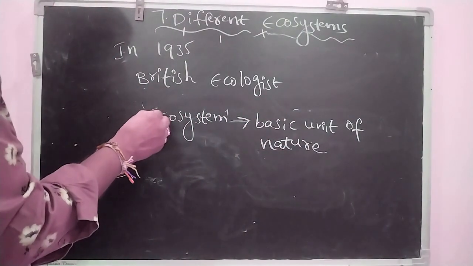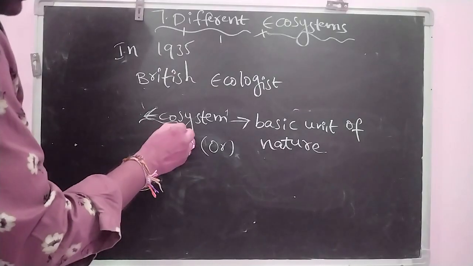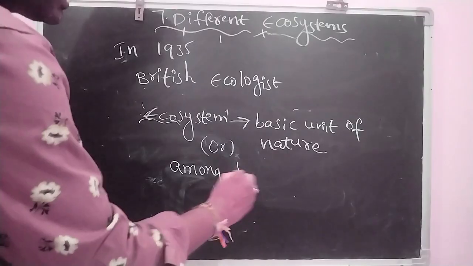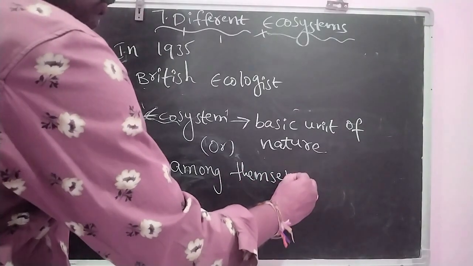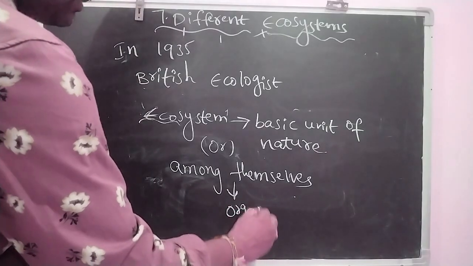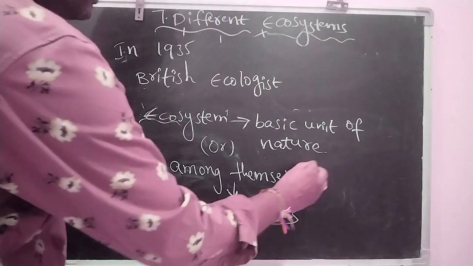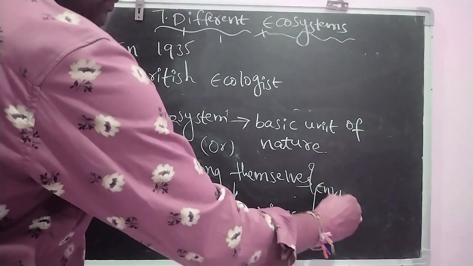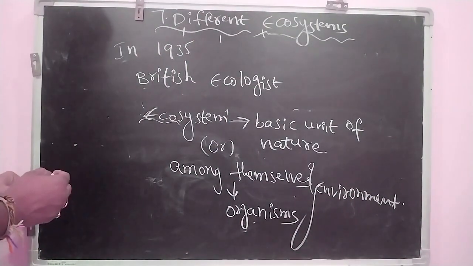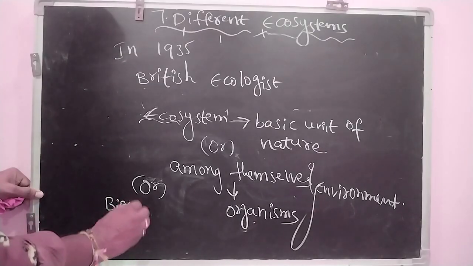And there are many definitions for ecosystem. Ecosystem means the interaction between organisms among themselves, and also their interaction with other organisms, and also with the surrounding environment. This is called ecosystem. Or the interaction between biotic and abiotic components.